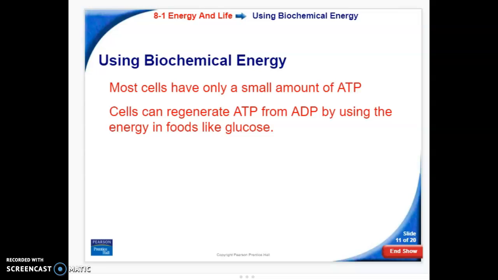In your cells, you only have a small amount of ATP. So your cells, like I said, are very efficient, and they always have to regenerate the ATP from that ADP. And you have to consume foods, such as glucose, to be able to do that.